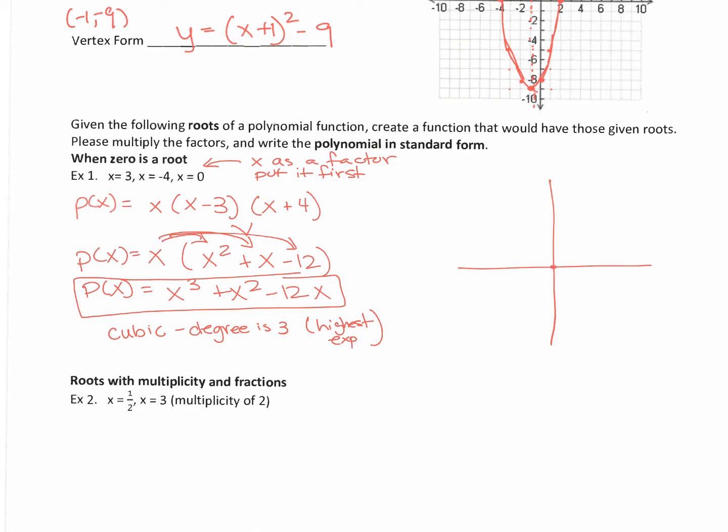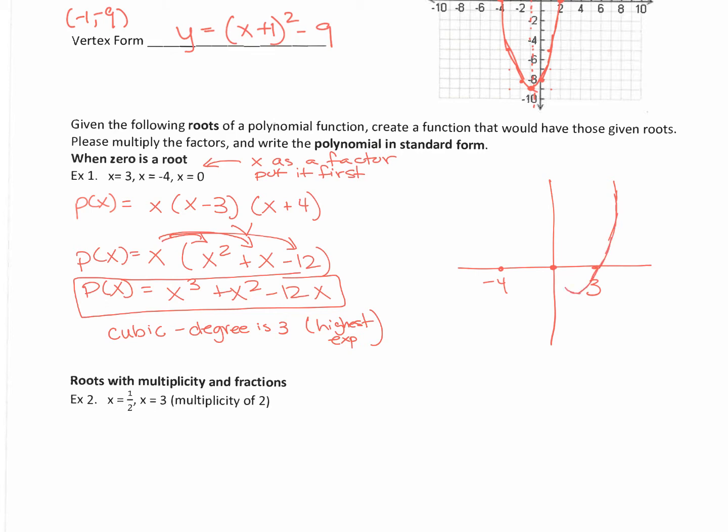So I know x equals 0. I know x equals -4. I know x equals 3. Now, one of the things we're going to learn when we do graphing is that when I have a cubic, 3rd degree polynomial that has a positive leading coefficient, my graph is going to fall from the right side. So it's going to fall down through 3.